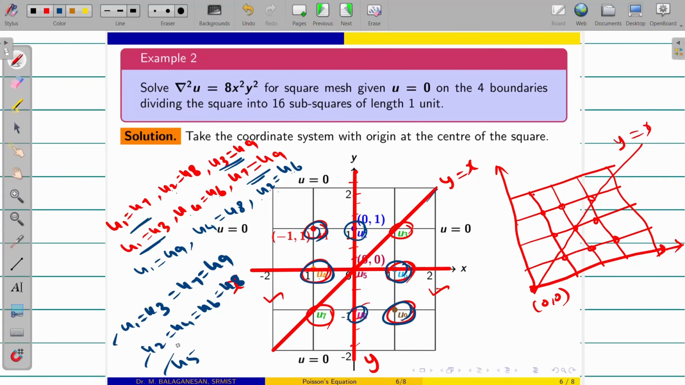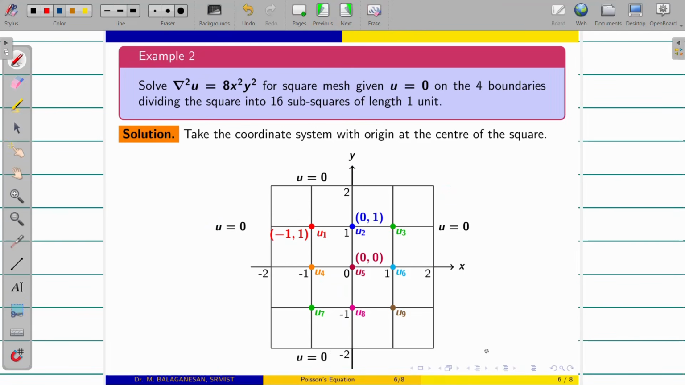I hope you understand the concept. Clear? That's why I'm choosing the axes in the middle. If you choose the origin 0, comma 0 at the corner, you have to talk about the y equal to x line alone. But if I choose the axes in the middle, I can talk about symmetry about the x-axis, the y-axis, and the y equal to x line also. That's it, guys. It's so easy. Because of symmetry, all values are equal. Now we have to find u1, u2, and u5 alone. Okay, fine.